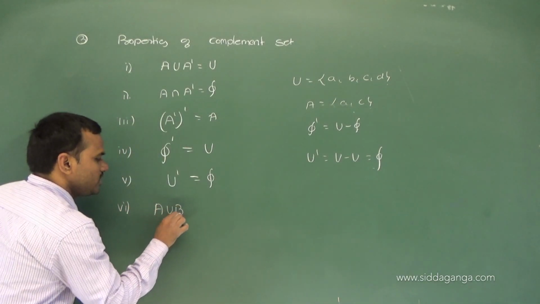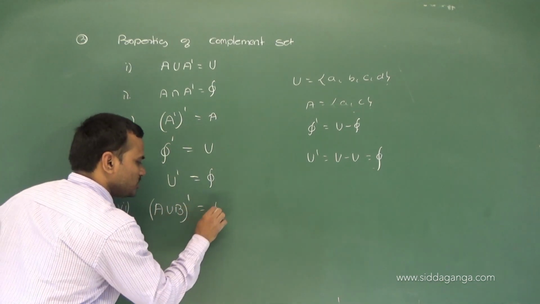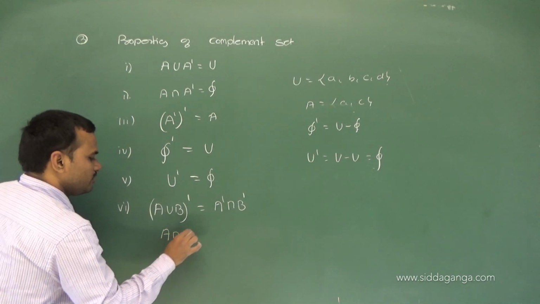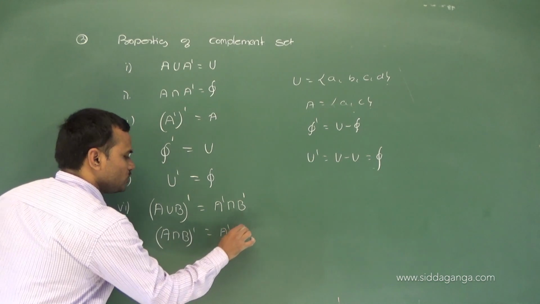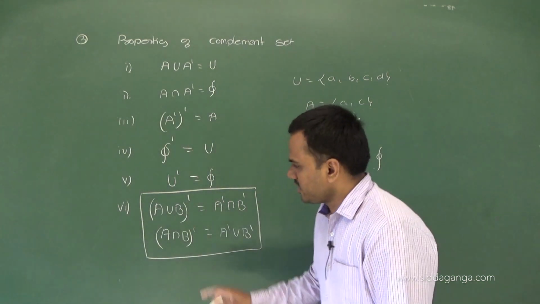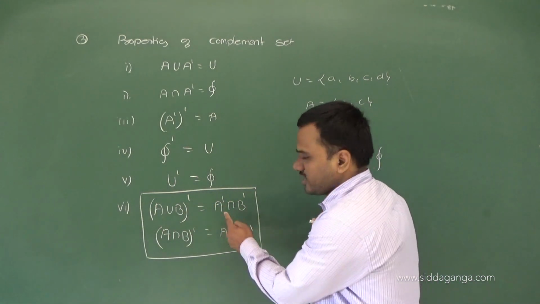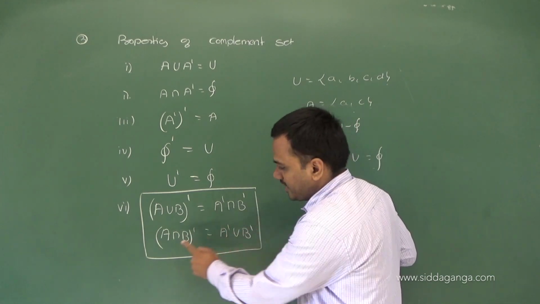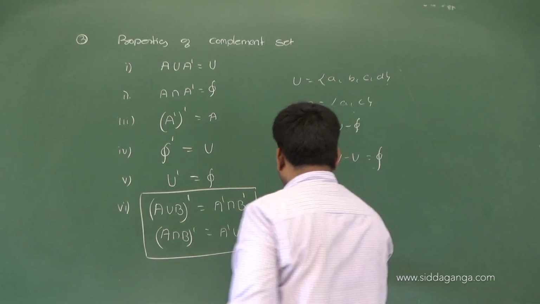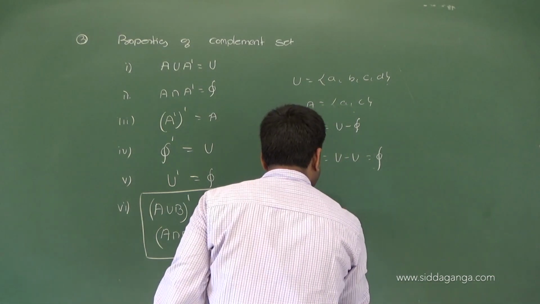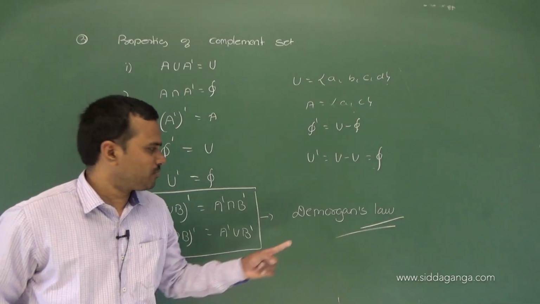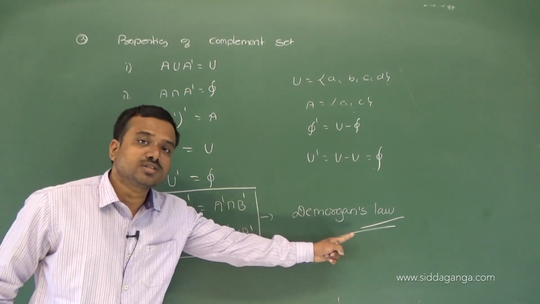Sixth property, this is very important. A union B whole dash is A dash intersection B dash, A intersection B whole dash is A dash union B dash. Observe carefully. These laws are called De Morgan's laws. We will solve the problems just now.